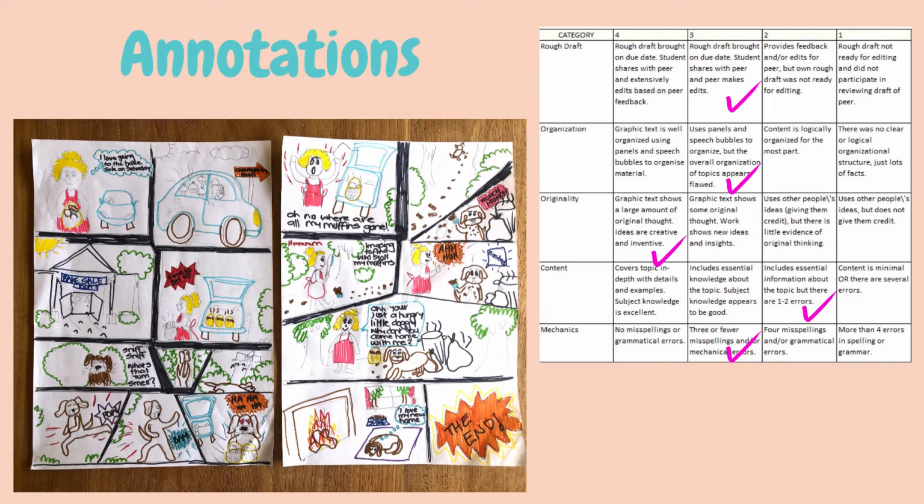The student includes essential knowledge about the topic of graphic text, such as panel design, artwork, linear storyline, and thought and speech bubbles. Their knowledge appears good, however there are 1 to 2 errors, such as not organising or using incorrect graphics for characters talking or thinking within the text. Due to these errors, the student is marked a 2.